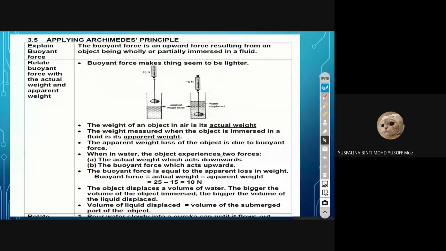So when in water, the object experiences two forces. The first one is the actual weight, W, going down. The second one is the buoyant force, going up. The buoyant force is equal to the apparent loss in weight. So the buoyant force is 25 minus 15, so 10 Newton. The object displaces a volume of water. The bigger the volume of the object immersed, the bigger the volume of liquid displaced. The volume of liquid displaced is equal to the volume of the submerged part of the object.